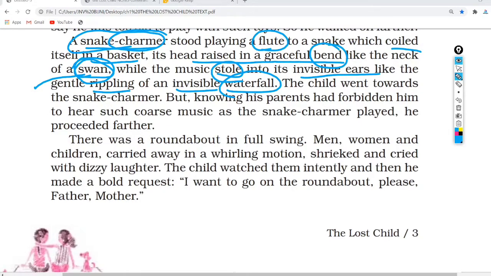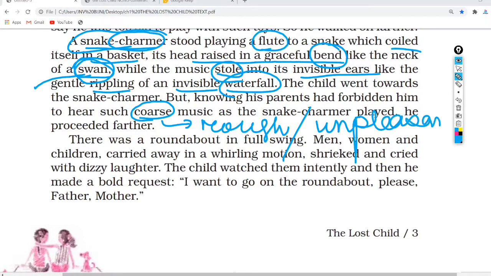Then what will the parents tell? The parents will tell, son, don't listen to this song, this song is not good. The parents will be telling that this is coarse music. Coarse, C-O-A-R-S-E, means rough. Coarse means unpleasant. Coarse means shrill, S-H-R-I-L-L. So the parent will tell that this particular sound is very coarse, and you need not listen to it.